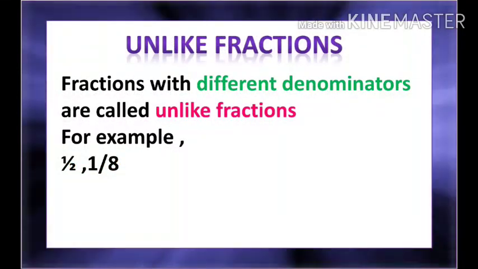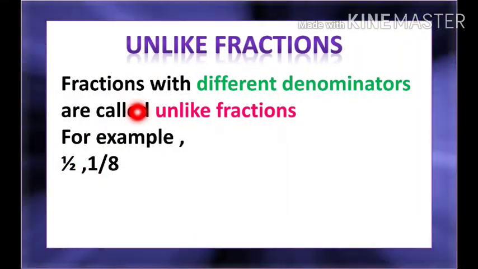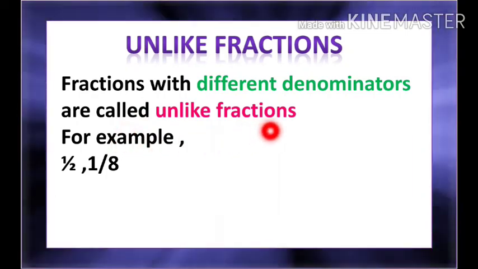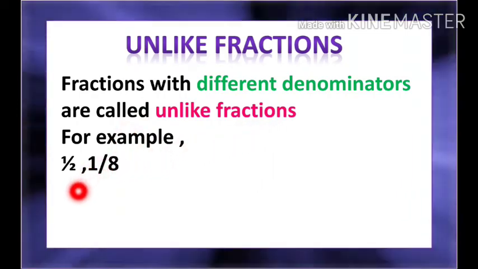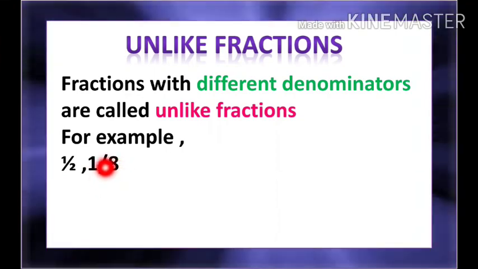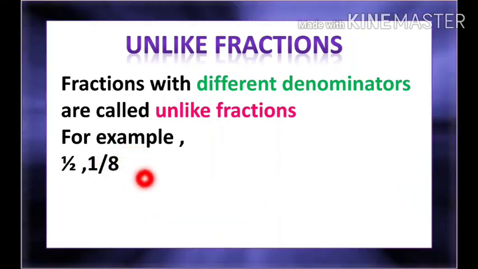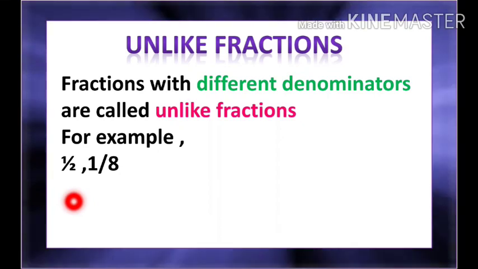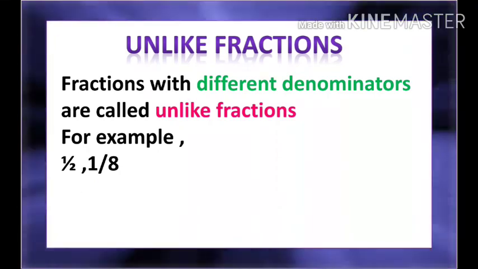Unlike fractions. Fractions with different denominators are called unlike fractions. For example, 1 by 2 and 1 by 8. Here the denominators are not the same. 2 is in the place of denominator and in this 8 is in the place of denominator. So it is called unlike fractions.